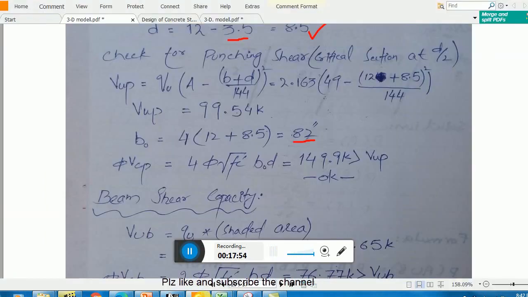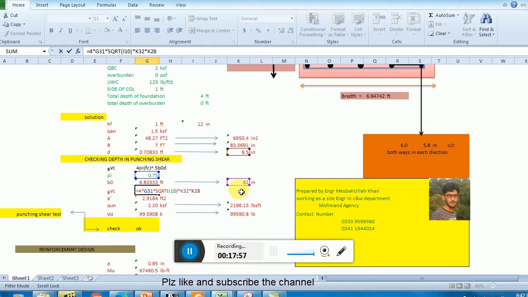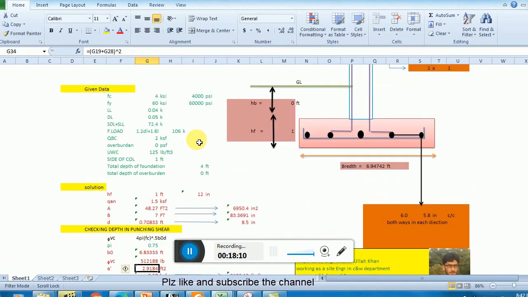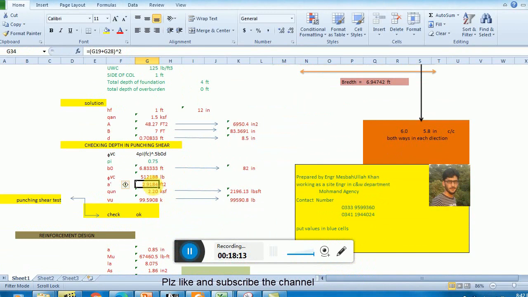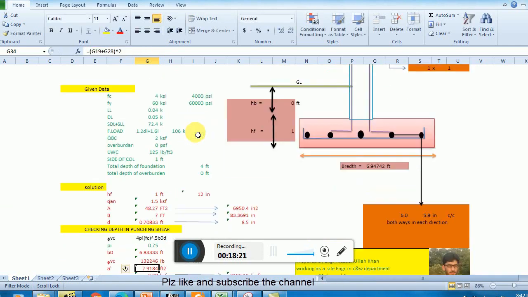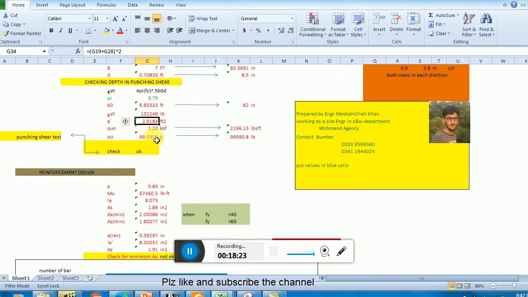The difference is due to the 4 phi here, let me check it. Yes, phi is 0.75, B naught is 82, and d is 8.5 inch. This one I think is wrong. We have 60,000 still. No, I'm wrong. Basically this is f'c, 4000 psi. So this is close to our calculated value.